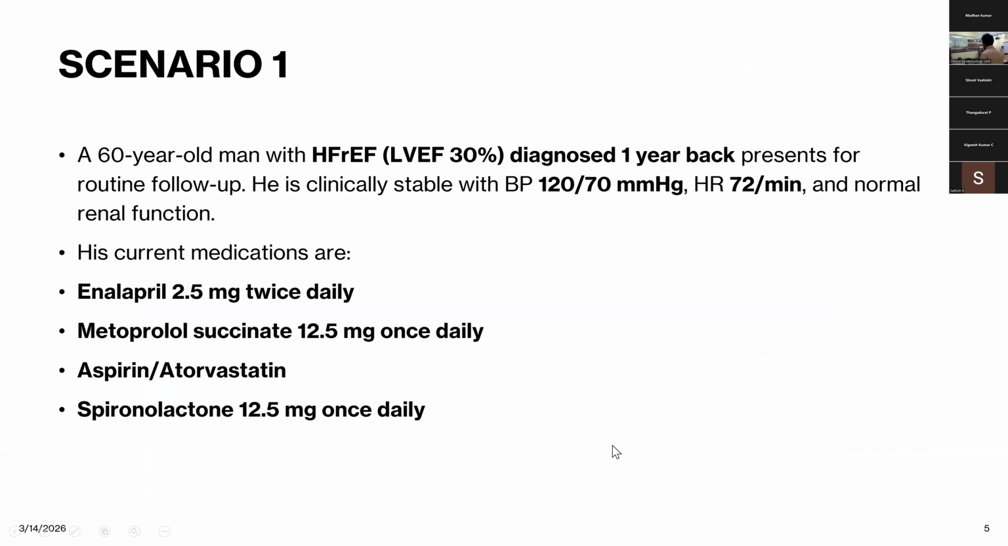So the first scenario here is a 60-year-old gentleman who was diagnosed with heart failure with reduced ejection fraction 1 year back. He has come for regular follow-up to the OPD. His blood pressure is 120/70, his heart rate is 72 per minute, and he has normal renal function. And these are the list of his current medications. Can you identify where we are missing out? What is wrong in this prescription?